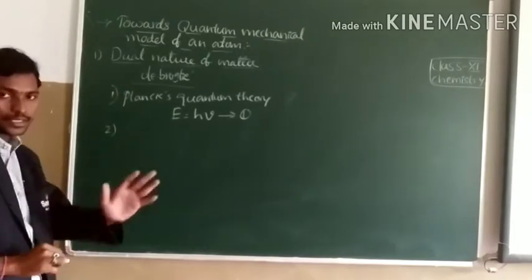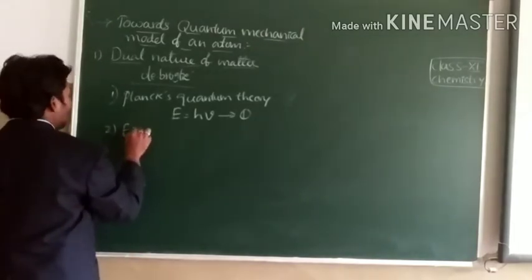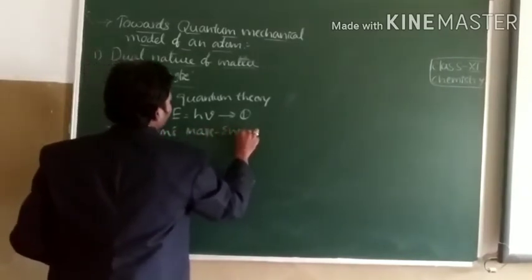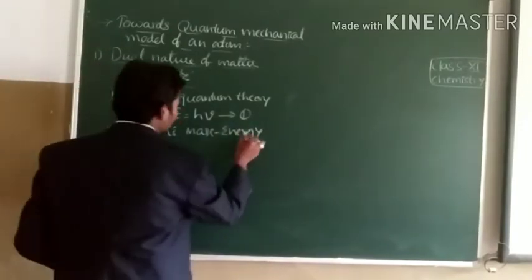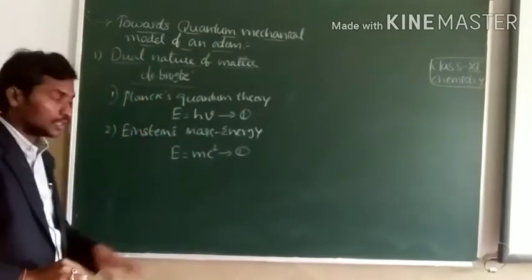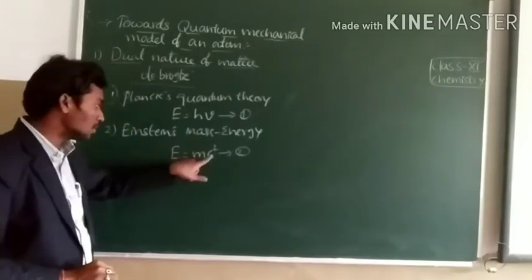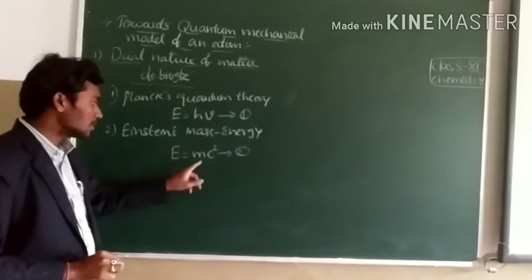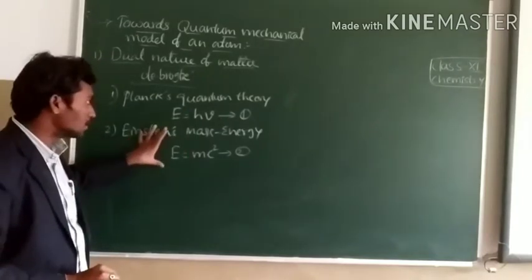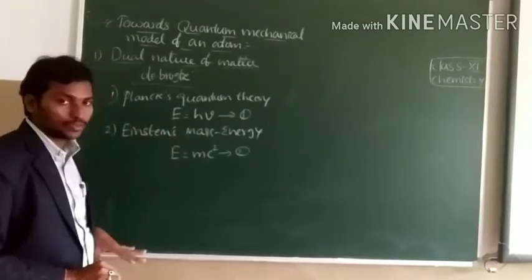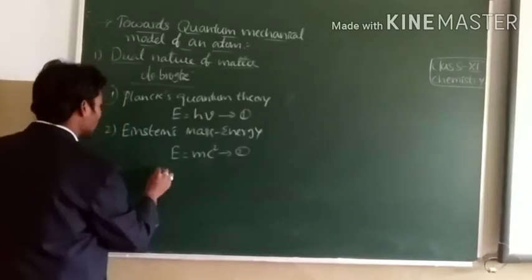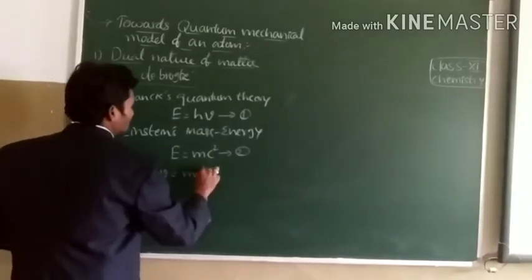And the second one, Einstein's mass energy equivalence, that is E equals mc square. Let's consider this as equation 2. According to Einstein, the energy of a photon is directly proportional to its mass and the square of the velocity of light. He equated both equations because these two relate to the energy of the radiation. On equating both the equations, we get h nu is equal to mc square.